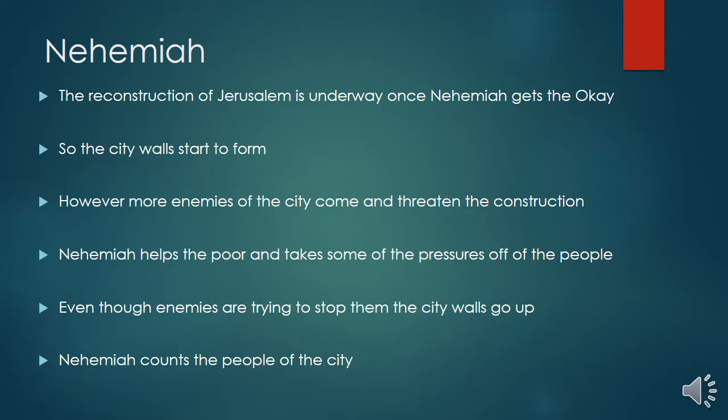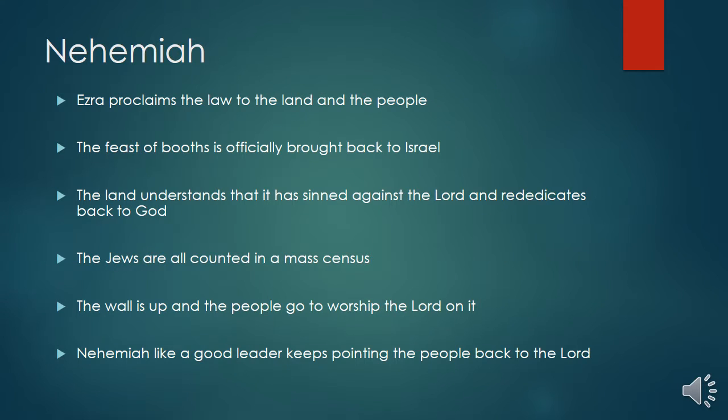And even though enemies are at his gate trying to knock the city walls over, they do eventually finally go up, and the city walls are completed. Nehemiah counts the people of the city. Ezra then proclaims the law to the land and to the people. Again, just like in the beginning, in the book of Ezra, he is told to proclaim the law, and that is what he's doing continually.